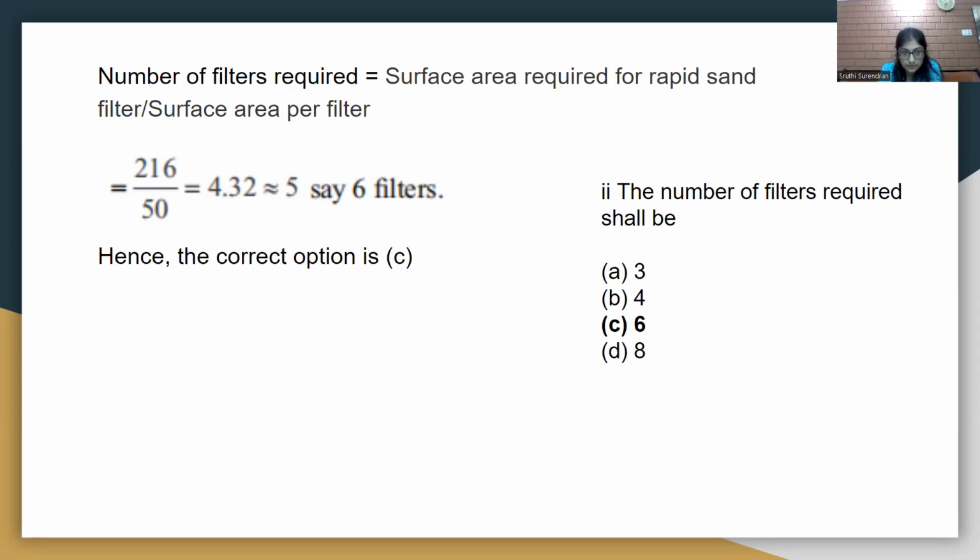We consider the higher side because we got 4.32. It is nearer to 4, but we have to take the higher side, since it's not just 4, it is 4.32 that is required. So yes, we need more than 4. Since there's no 5 in this option, it's a design question, so we can make modification accordingly.